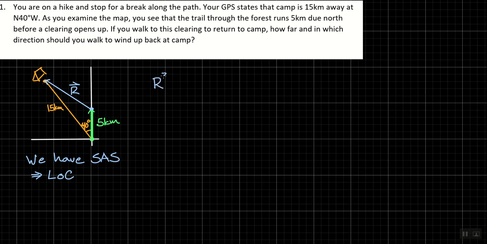R squared. What are the lengths of the sides that aren't r? 15. So we're going to take 15, square it, plus the other side is 5 squared, minus 2 times, and then no thought needed. It's these same numbers. 15 times 5 times what? Love it. Confidently whispered cosine. And the cosine of what angle? 40 degrees. This is plug and chug.